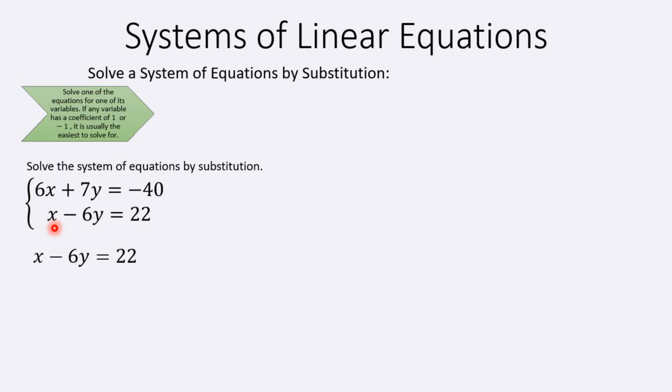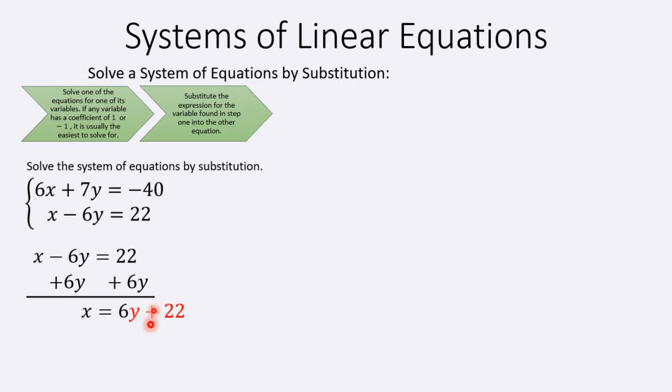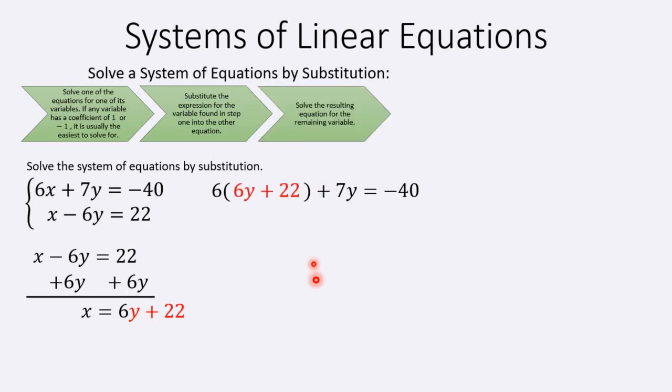To do that, all I have to do is add 6y to both sides of the equation. When I add 6y, I get x equals 6y plus 22. Next, I'm going to take this expression, 6y plus 22, and plug it into the other equation for the variable x. Notice x is equal to 6y plus 22. So I'm just going to take this other equation, and instead of x, I'm going to replace x with 6y plus 22. Solve for the resulting variable in the equation.